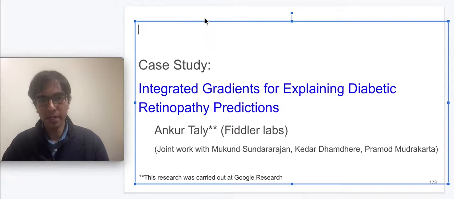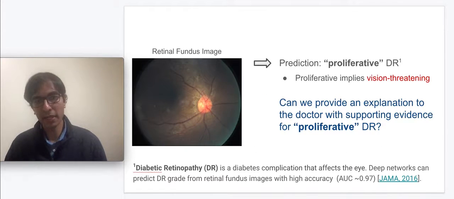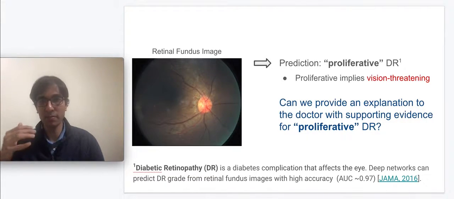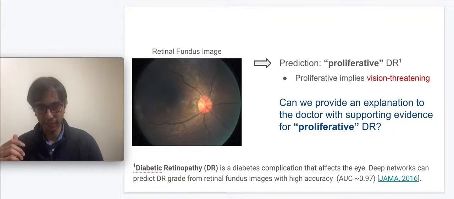So diabetic retinopathy is a complication of diabetes that affects the eyes. In its most severe form, it can cause blindness. So diabetic retinopathy has sort of five levels. It's none, mild, moderate, severe, and proliferative. And proliferative DR is vision threatening.